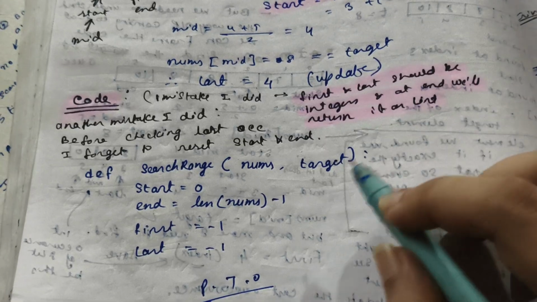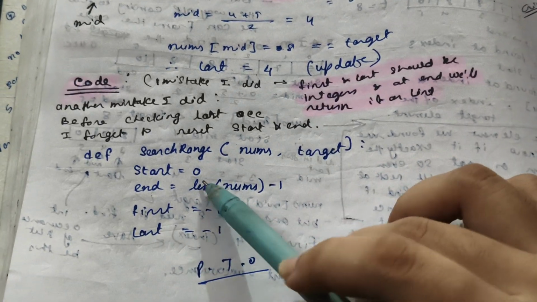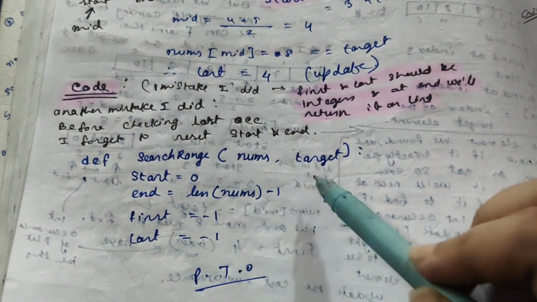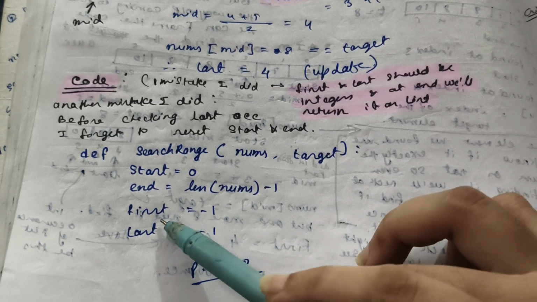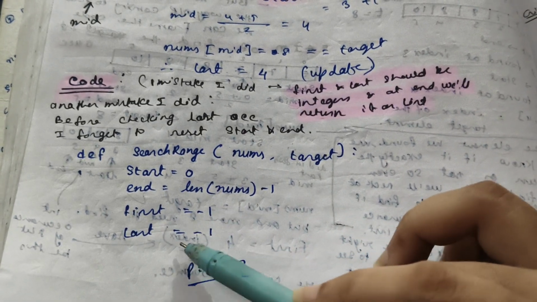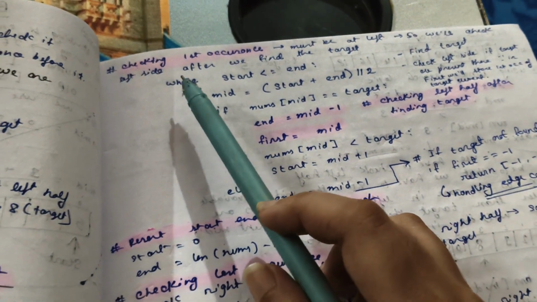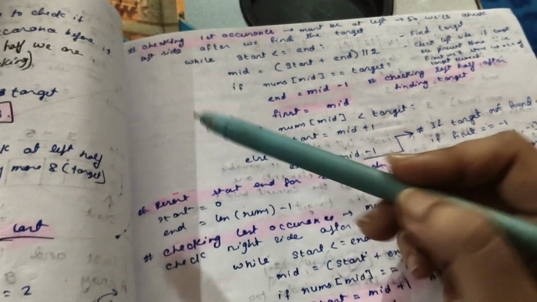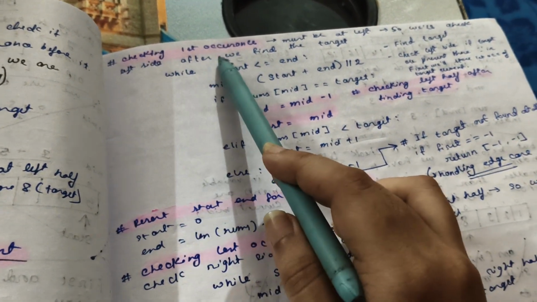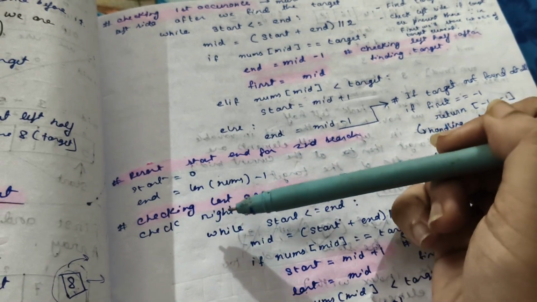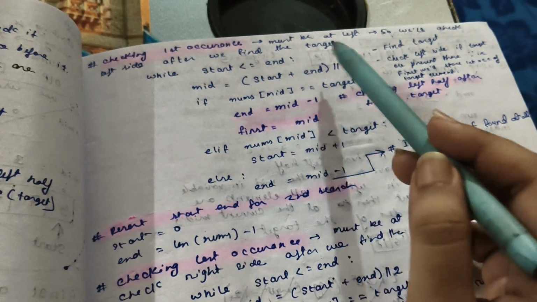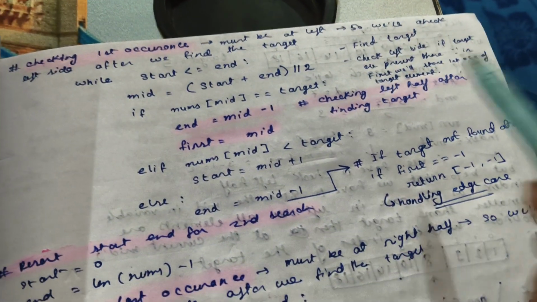First we are defining the function. We are initializing start, end, first and last. First is for storing the first occurrence, last is for storing the last occurrence. After that we are dividing the main problem into two parts, for finding the first occurrence and for finding the last occurrence. And in the first occurrence, the main target is to first find the target.